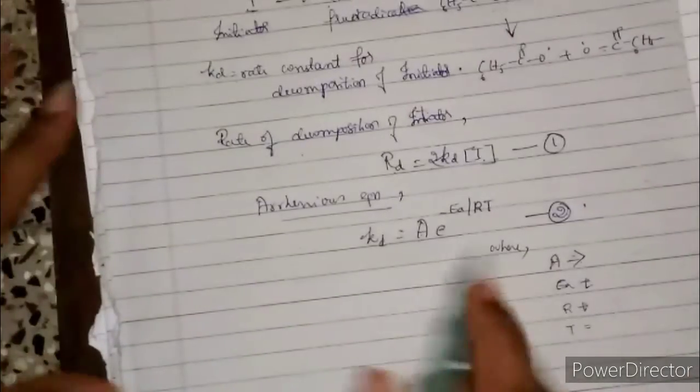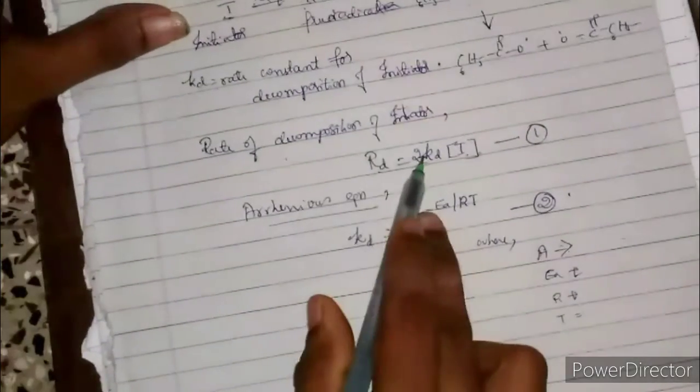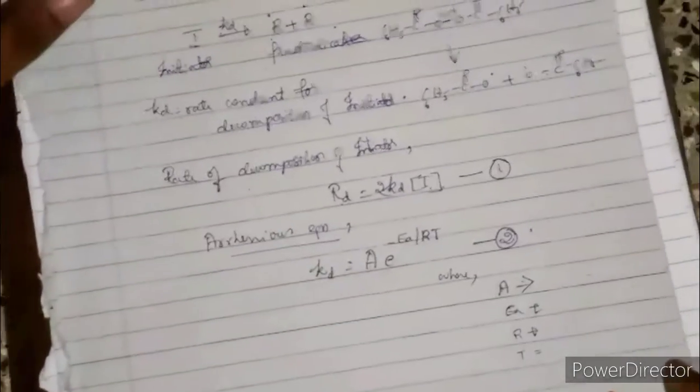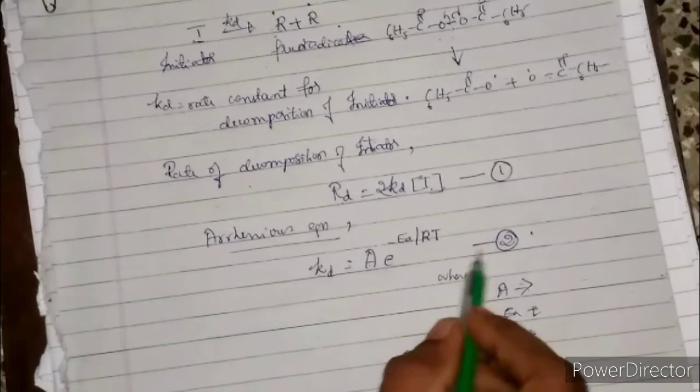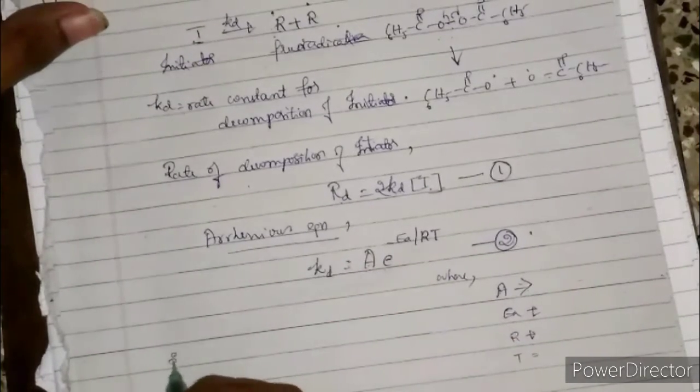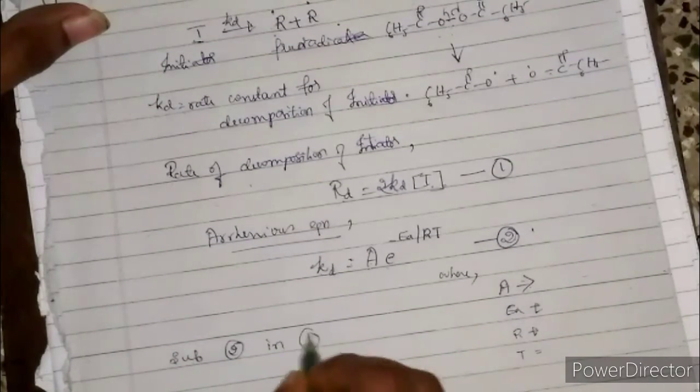Now what I do is I substitute equation number 2 in equation number 1. In equation number 1 you can see that there is a Kd, so in the place of Kd I am just writing equation number 2. So, substituting equation number 2 in equation number 1.